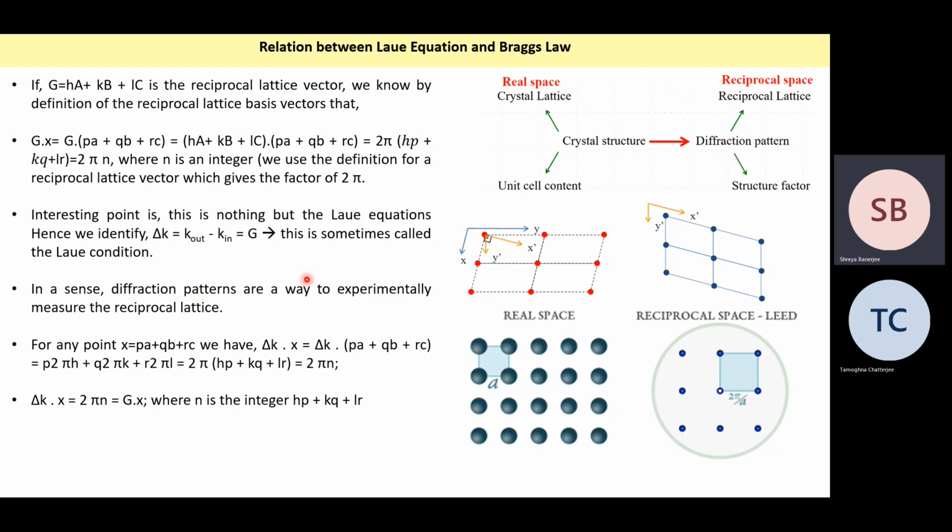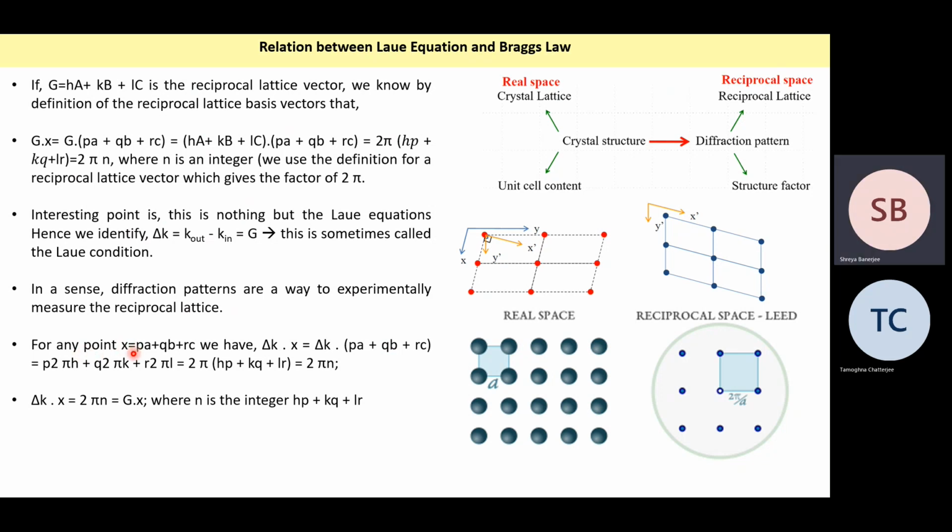As I said, diffraction patterns are a way to experimentally measure the reciprocal lattice. From the diffraction pattern, you will not get the real lattice directly, but you will get the reciprocal lattice. And the reciprocal lattice is inversely related to the real lattice. So you can just invert the pattern and get the pattern of the real lattice.